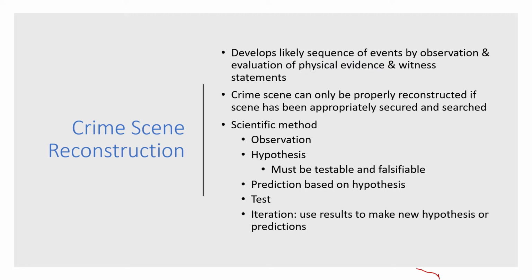The crime scene can only be properly reconstructed if the scene has been appropriately secured and searched. Think critically for a moment about what would happen if you hadn't actually secured the scene in the first place. What does it mean to secure the crime scene? Remembering, securing the crime scene involves making sure that it's safe, boundaries have been established, and that personnel, indeed people in general, are all accounted for.